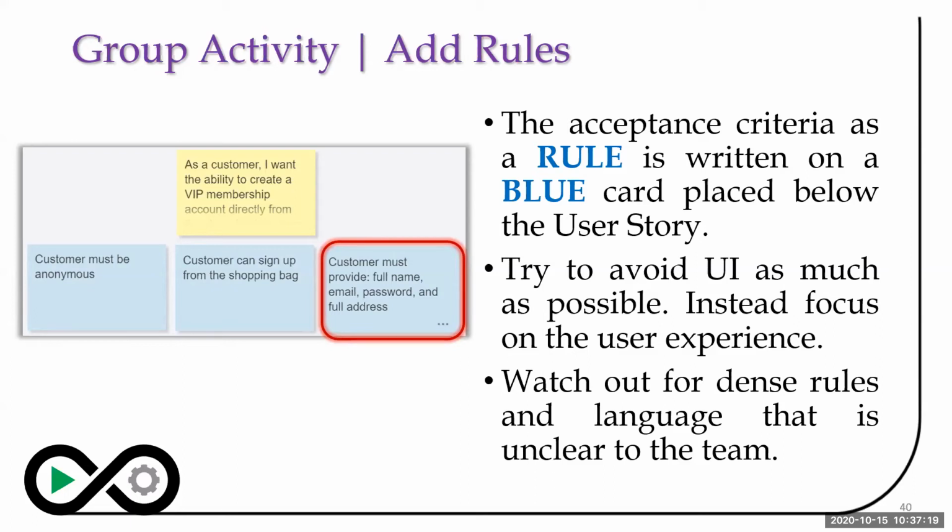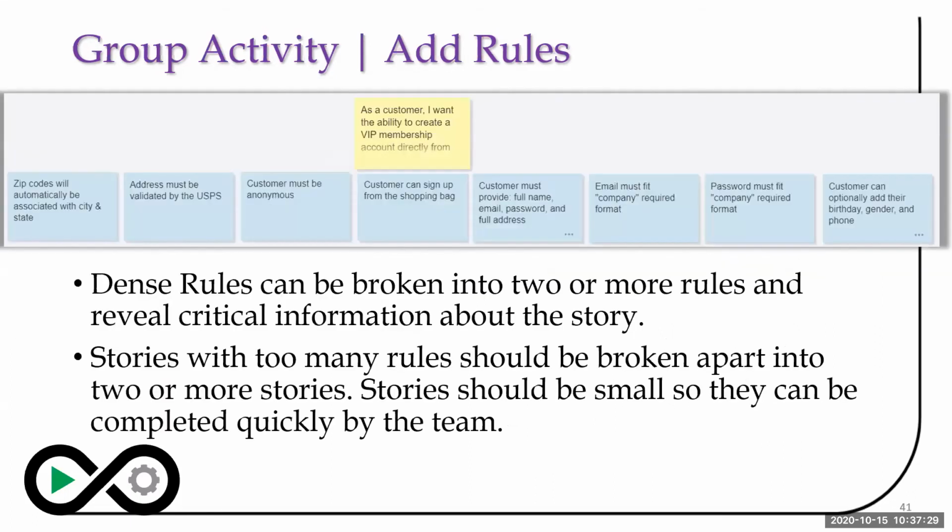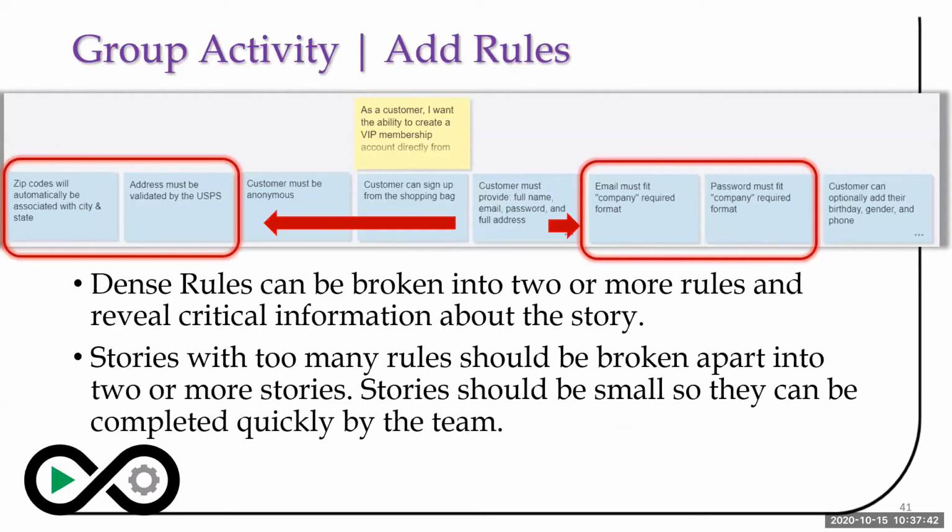Diving deeper into that, think about all the different validations that occur on an email, or password rules, or address. That's an indication of a rule that should be split. And they ended up ultimately splitting that out as they talked about the density of that rule. You can break a dense rule into 2 or more rules and reveal additional critical information about the story. So that's what they did. They broke apart this very dense rule into a couple of other ones.